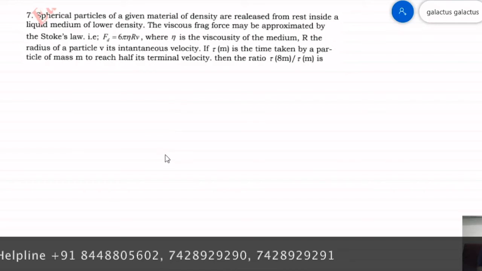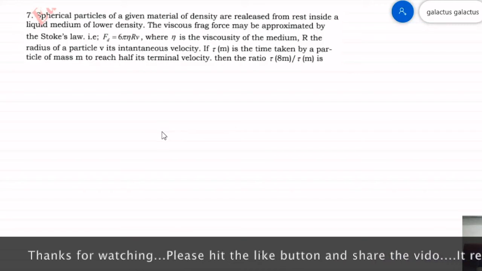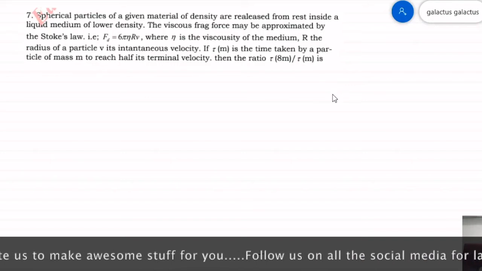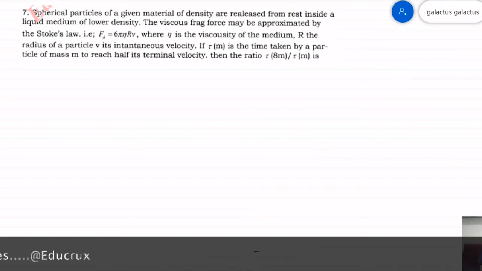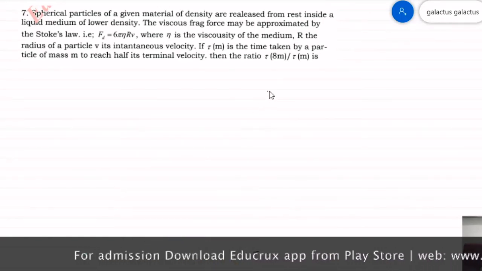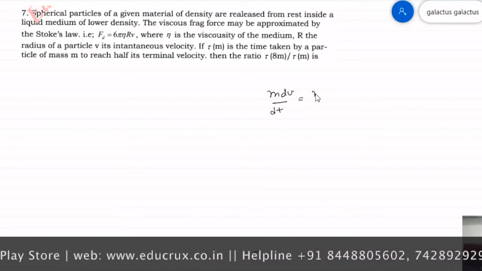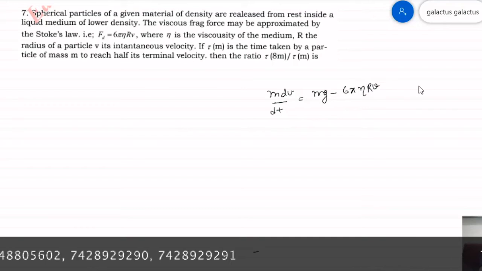Question number 7. Let us first solve the differential equation for a general mass m that is flowing through a fluid. So for a particle of mass m that is flowing through a fluid, the differential equation that is satisfied by the particle falling downward inside a fluid is m dv by dt is equal to mg minus 6 pi eta rv.